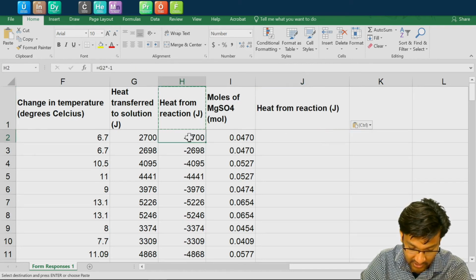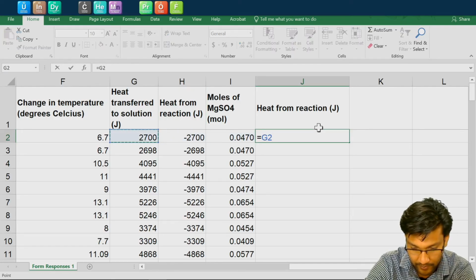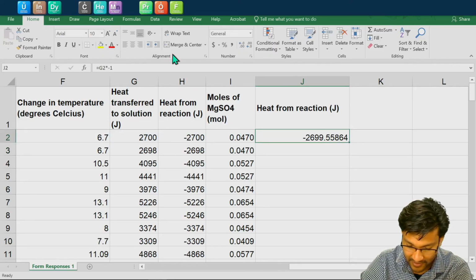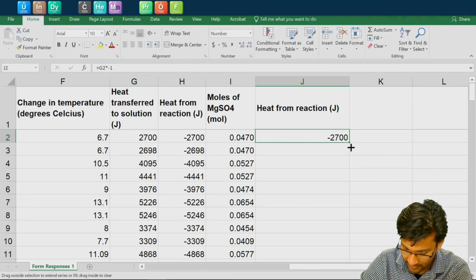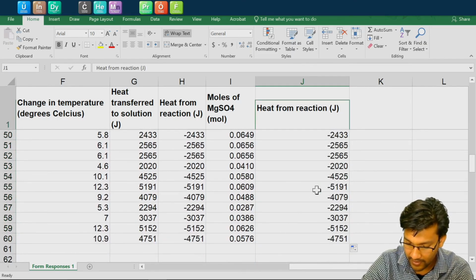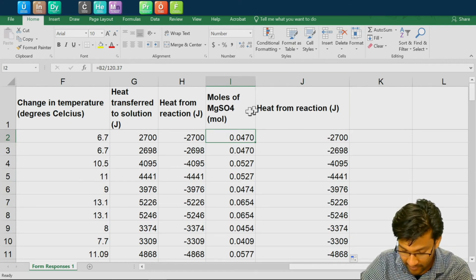So the heat from the reaction is just this G cell, heat from the solution, but negative. So it'll be equal to heat times -1. I'm only copying it over because I forgot how to move the cells over without losing the formula. And so I'll drag this down all the way. So now it's set up nicely for me to do a graph without having to think about switching the x and y axis. We have moles on the x-axis, heat of the reaction on the y-axis.